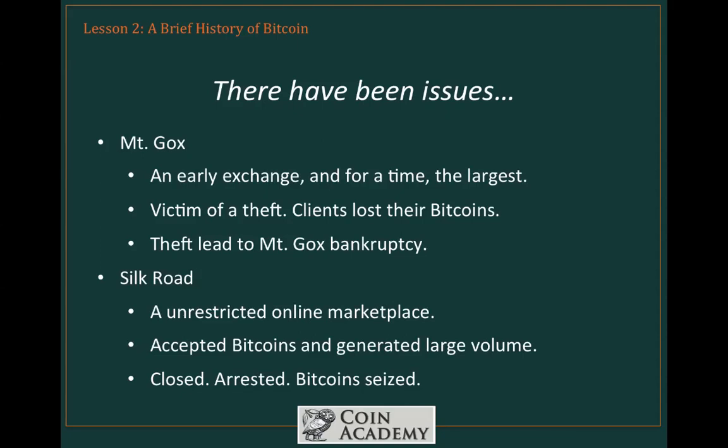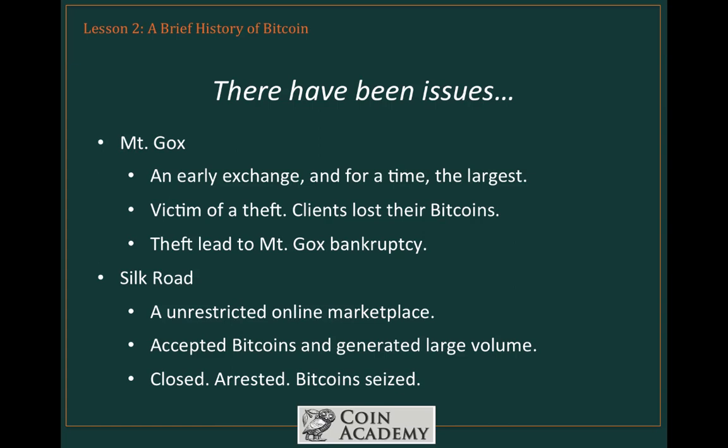Another incident that a lot of people know about was Silk Road. Silk Road was an online marketplace, and it was unrestricted. It was operating without the usual regulatory oversight that you would see with an online marketplace like Amazon. They sold all sorts of things. Everything from drugs to arms to you name it was available there. They accepted Bitcoins, and because of the anonymity of Bitcoins, they generated a large transaction volume in Bitcoins.